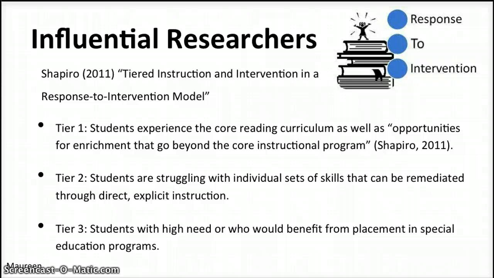Students in Tier 2 have been identified by authentic means of assessment such as standardized tests and informal reading inventories such as the QRI-5 to be in need of some form of intervention. These students are struggling with individual sets of skills that can be remediated through direct, explicit instruction by teachers who are knowledgeable about intervention techniques. Tier 3 consists of students who have been identified as students who would benefit from placement in special education programs. Shapiro also notes that the RTI model allows students to be reclassified in another tier group should the need arise.